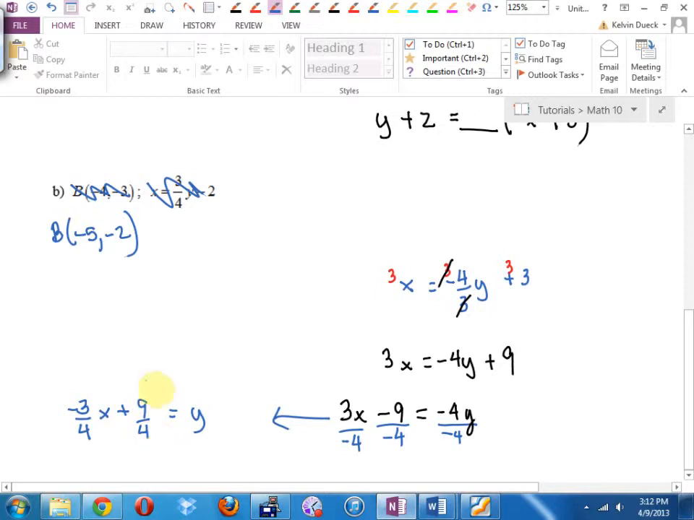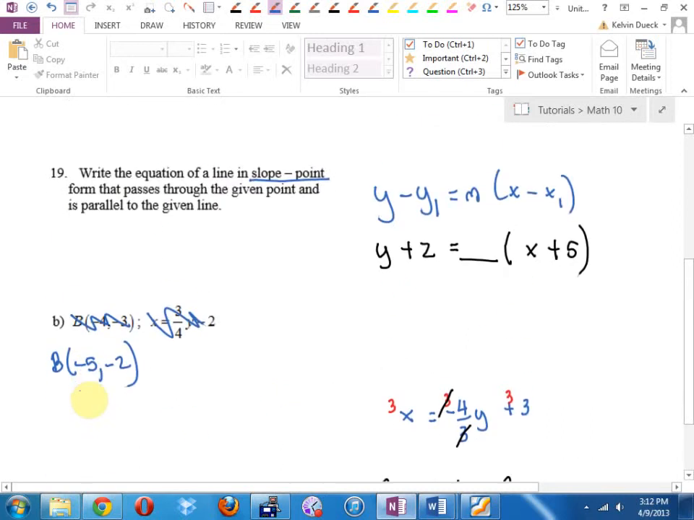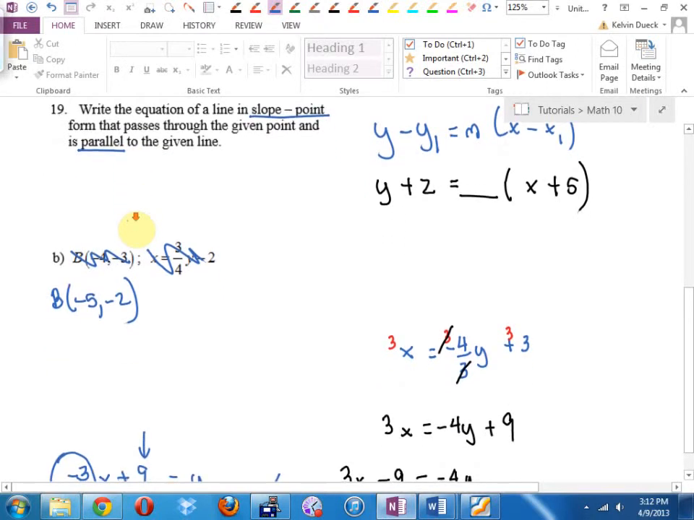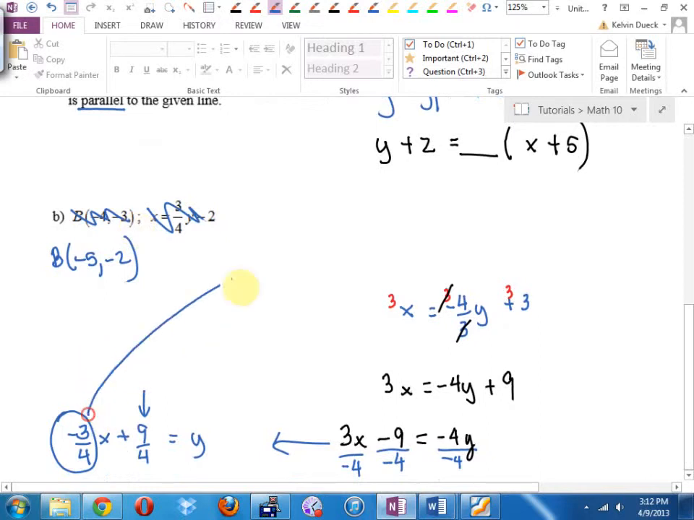Now, I don't care about the y-intercept, but I can tell you what the slope of the line that they gave me is, even though they had the x by itself, I was able to rearrange it. What's the slope of the line that they gave me? Now, in the original question, did they want parallel or perpendicular? Parallel. Same slope or different slope? If it's parallel, I'm going to take this.